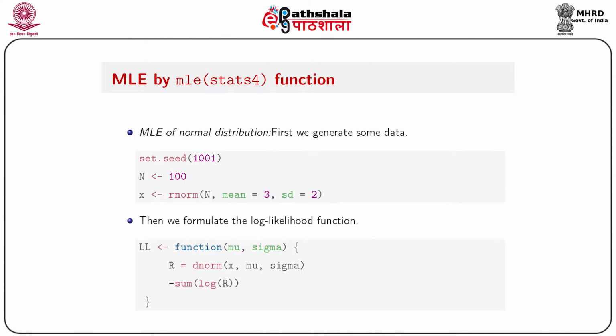So in the second module, we will see how to use the mle function from the stats4 package to get the maximum likelihood estimates. We'll start with a normal distribution. First, let's generate the normal variable, say start with seed 1001 and then n equals 100. So 100 is the sample size that we can fix, and x equals rnorm(n, mean equals 3 and standard deviation 2). Then we formulate the log likelihood function as LL equals function(mu, sigma), r equals dnorm(x, mu, sigma), minus sum(log(r)).